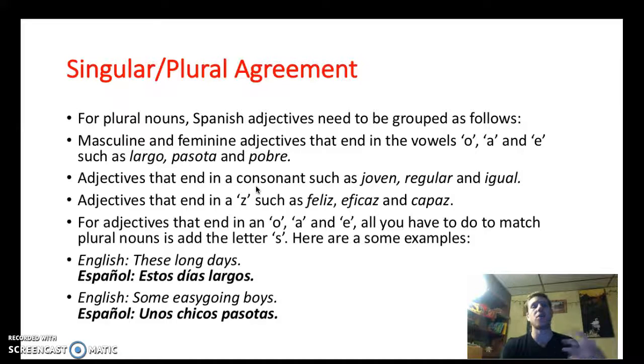So, for example, the general masculine and feminine adjectives that end in vowels A, O, and E, okay, follow your general rule where we just add the letter S. Okay, so for example, in English, these long days, we have estos días largos or unos chicos pasotas. Okay, let's go back, guys. So again, días largos, so largo is the original adjective, and we add in an S because it is plural and it needs to match with the noun. So días largos and chicos pasotas.